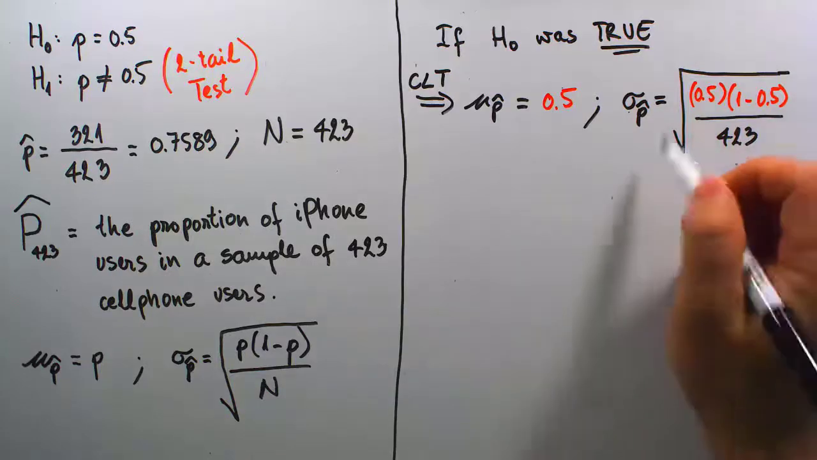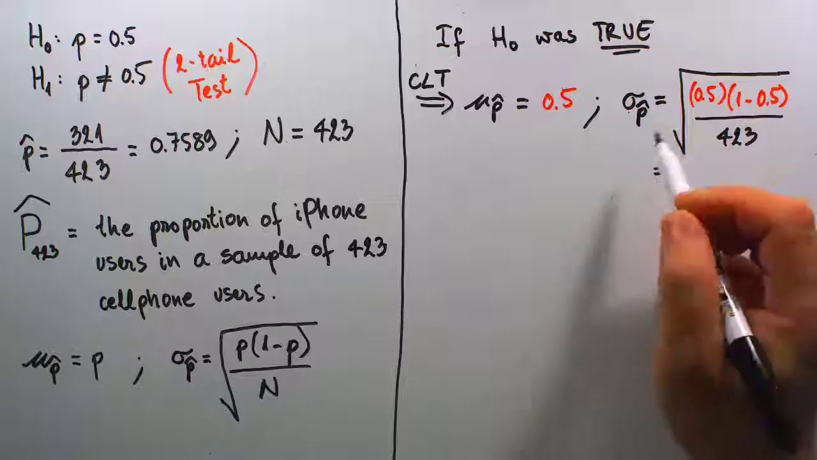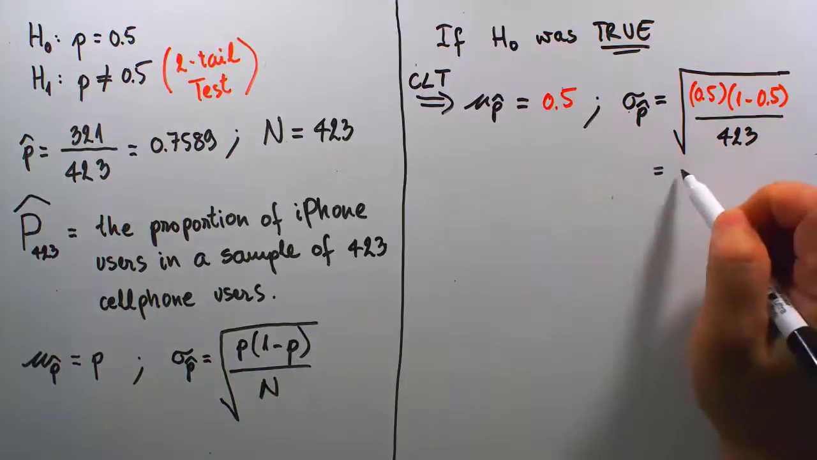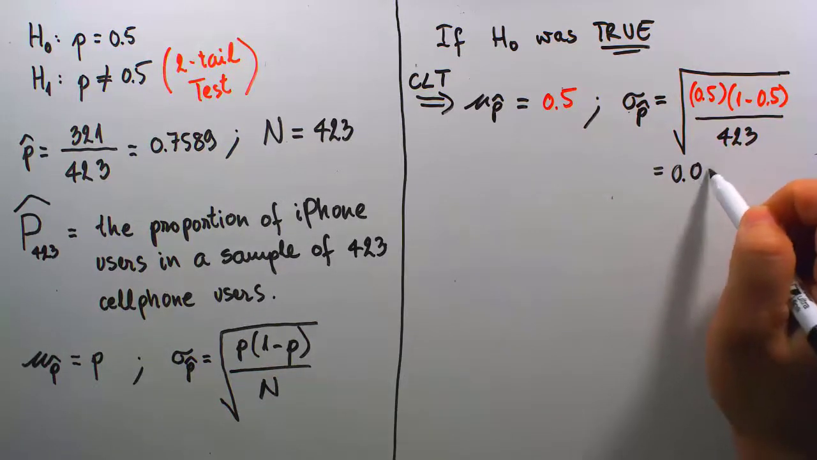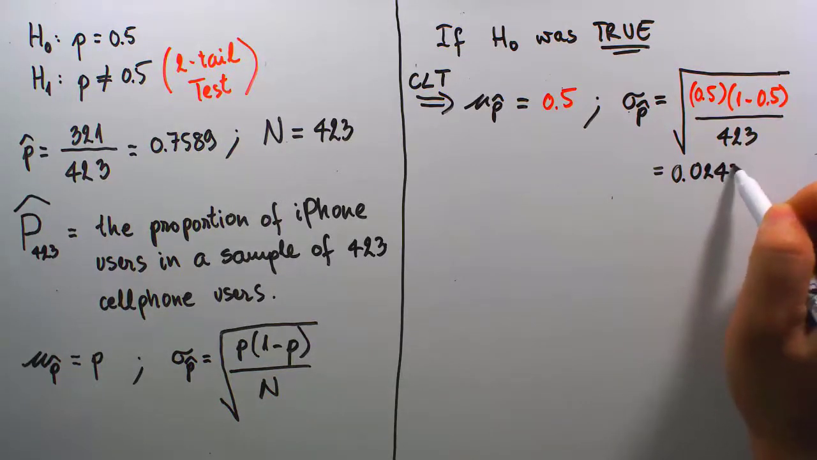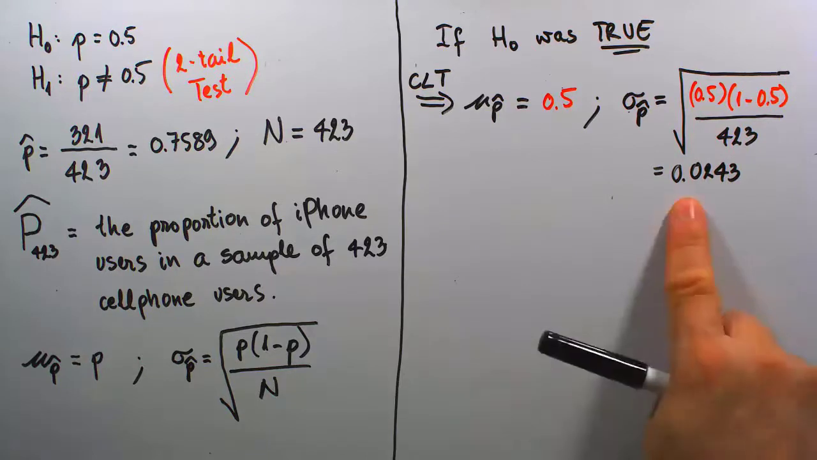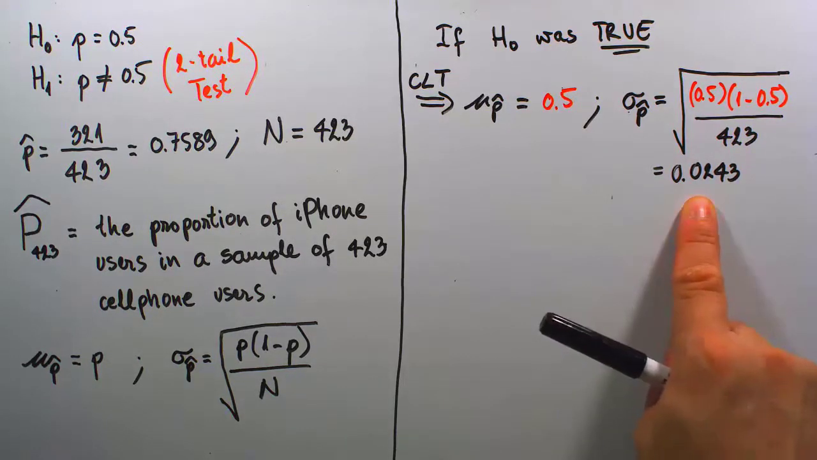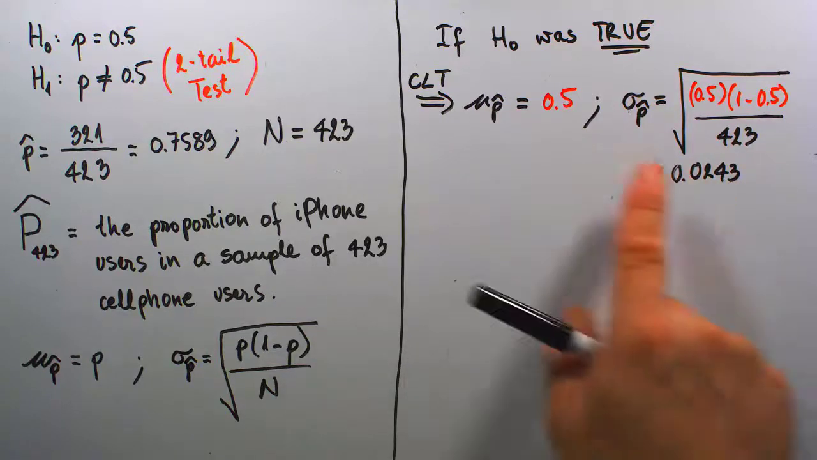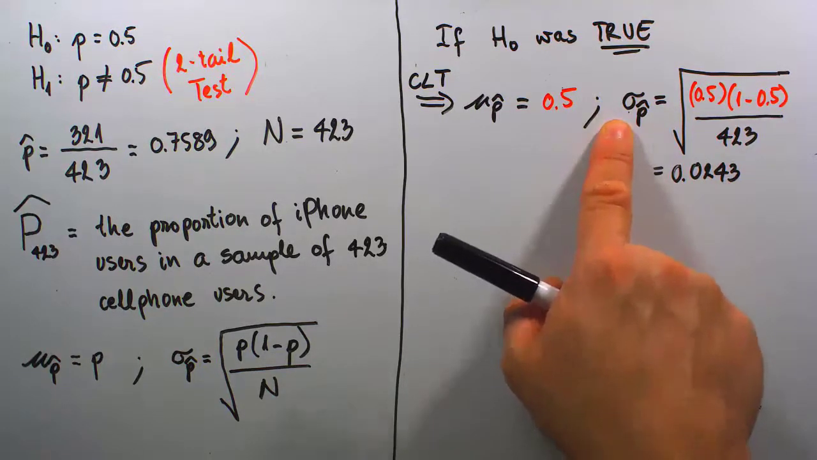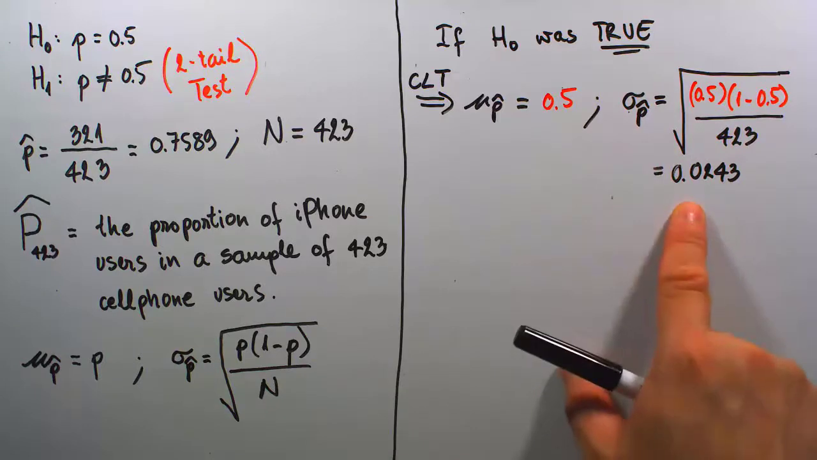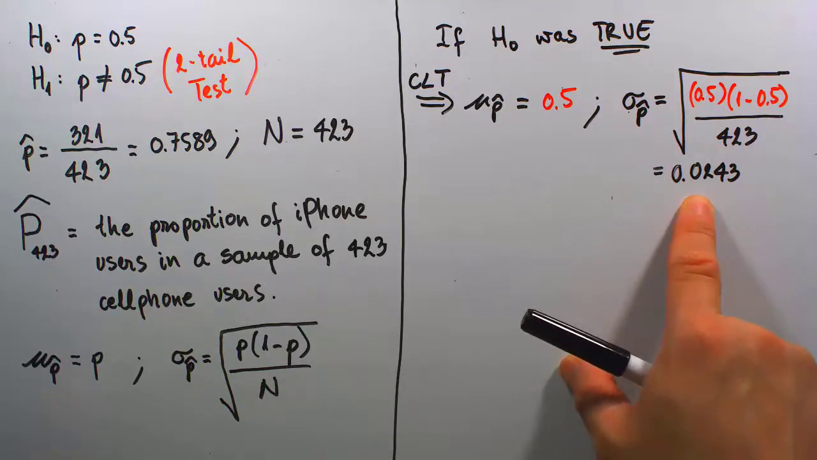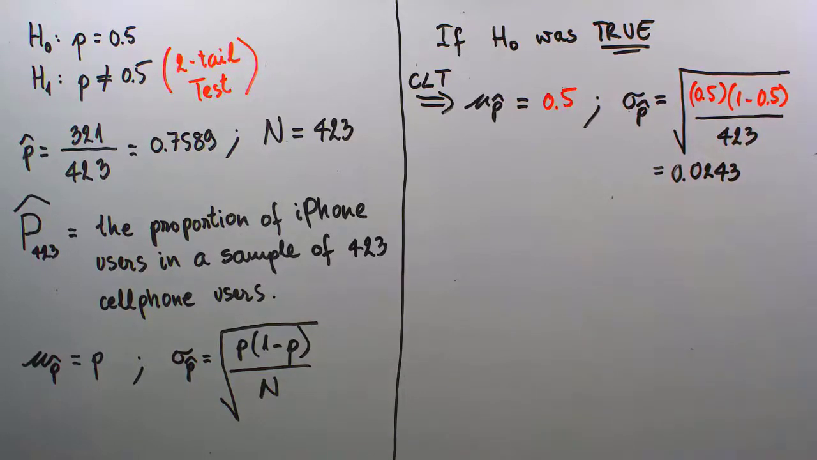And so the calculation came out for sigma p hat here to be 0.0243. And again, I must mention that unless specified otherwise, normally in any of my lectures, when it comes to the standard deviation of p hat value, I would go with 4 decimal places in decimal expression.